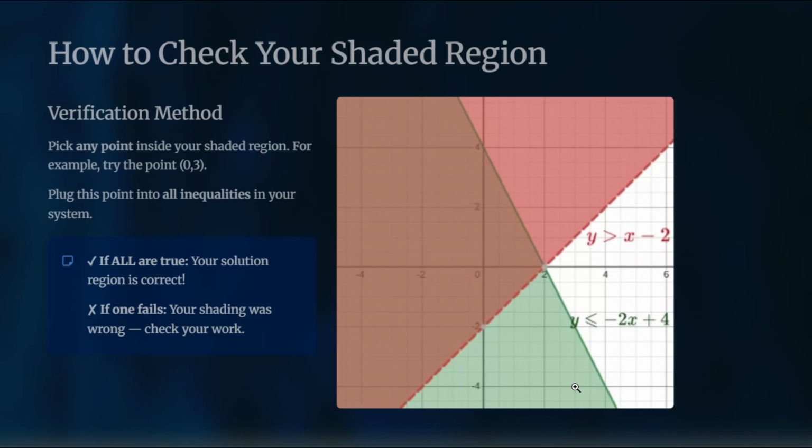So now, since we have a system of linear inequalities, the solution will be the overlap of the two regions. And we can see that right here, this region is the solution.